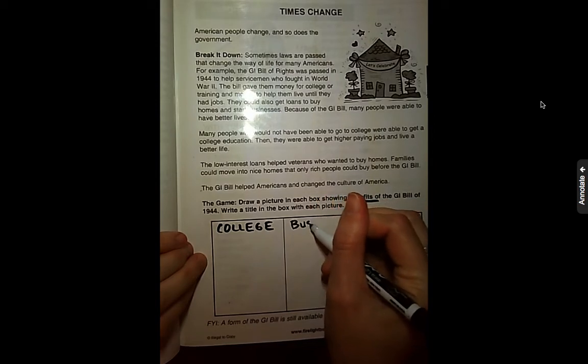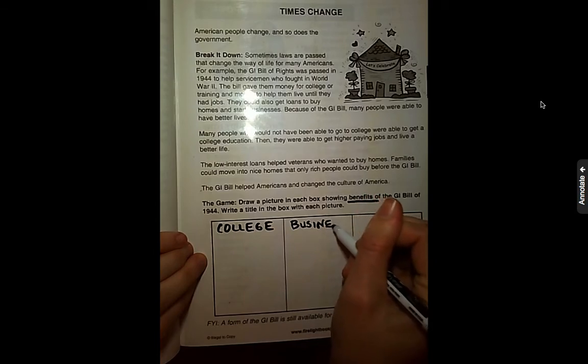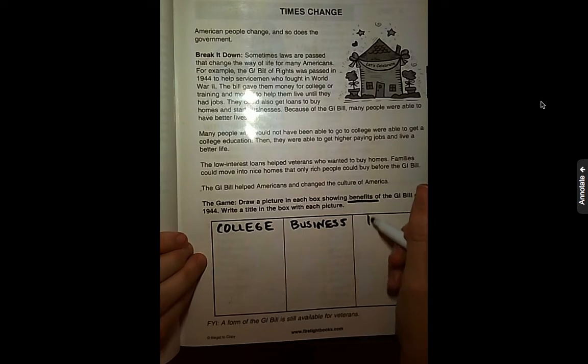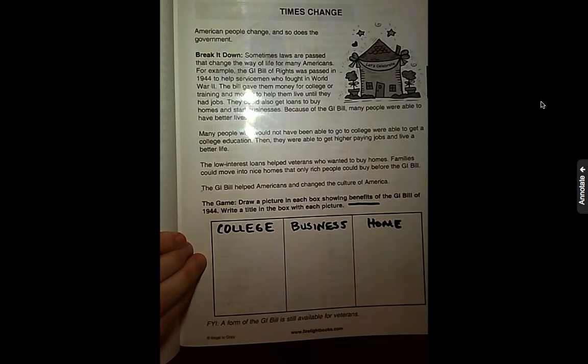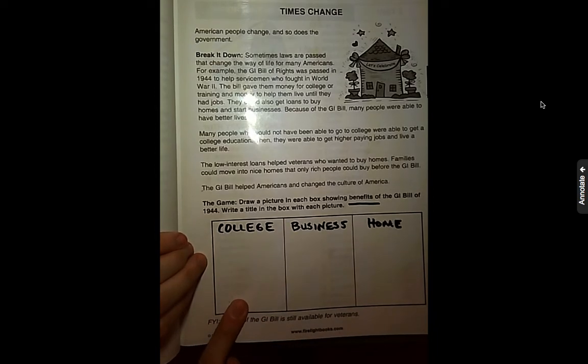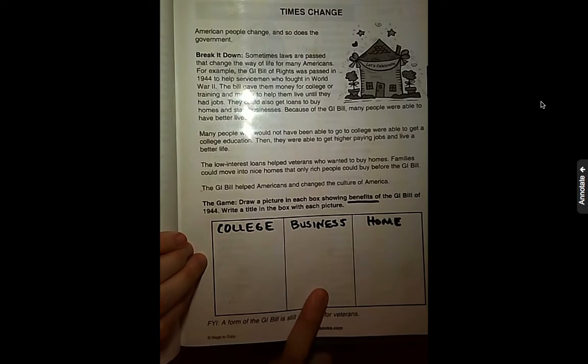Maybe draw a business, okay? That could be like a restaurant, something like that. And then maybe draw a picture of a home. A lot of people buy homes, so I kind of like that. It's cute. So you can draw a picture of a college or a school. You can draw a picture maybe of a business. Or you could draw a picture of a home.